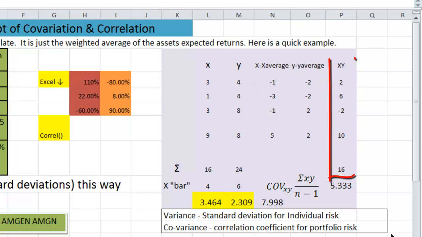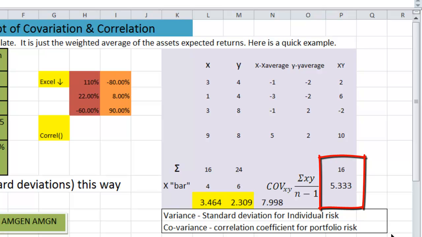Now I'm going to multiply them together, the product of the two, which is the last column. So -1 times a -2 gives me a +2. And I get the 6 and the 2 and the 10. So if you look, here's the covariance formula. So it says I have to sum up or add all the XY products. So if I add the 2 and the 6 and the -2 and the 10, I get 16.